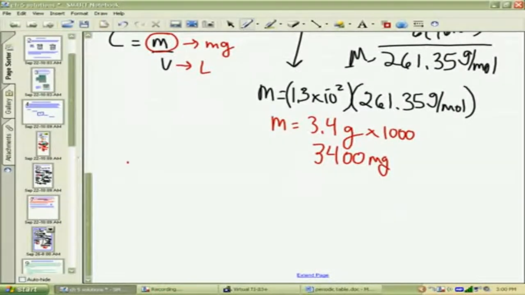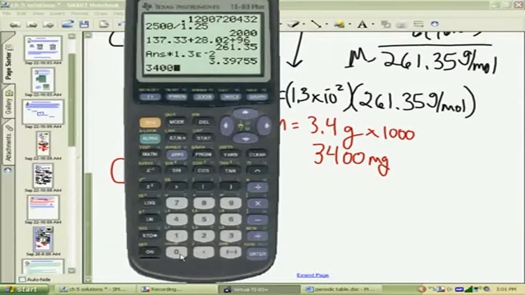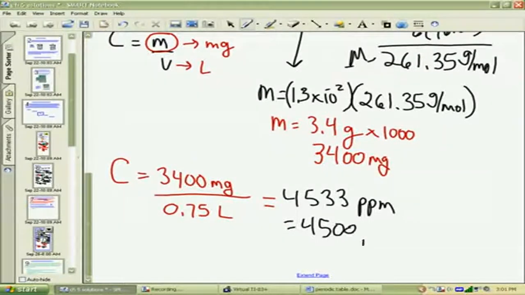You have 3,400 milligrams divided by 0.75 liters. So we take our 3,400 and divide by 0.75, and you get 4,533 and a whole pile of threes parts per million, or around 4,500 parts per million. All right, so I hope that helps you guys out in your calculations of these problems.